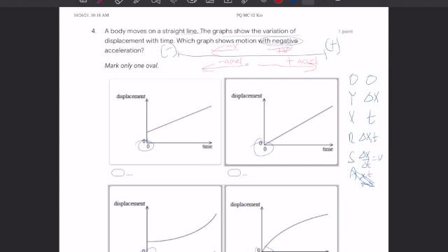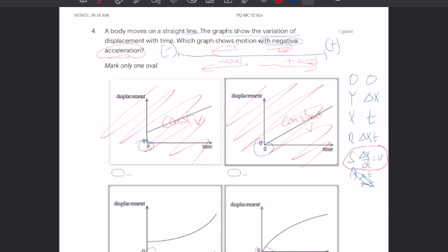So none of the displacements are negative. But what we do know is that there is acceleration. And since the slope of a displacement time graph is the velocity, we would expect to see the slope change. So we need the slope changing. This one shows constant v, so that's out. This one shows constant v, so that's out. So just realizing that a straight line on a displacement time graph is constant velocity allows us to get to 50-50.